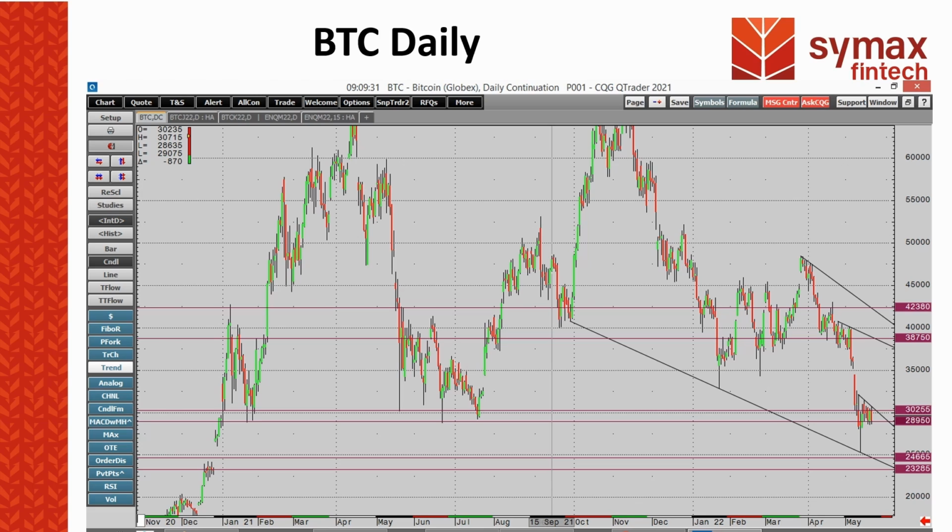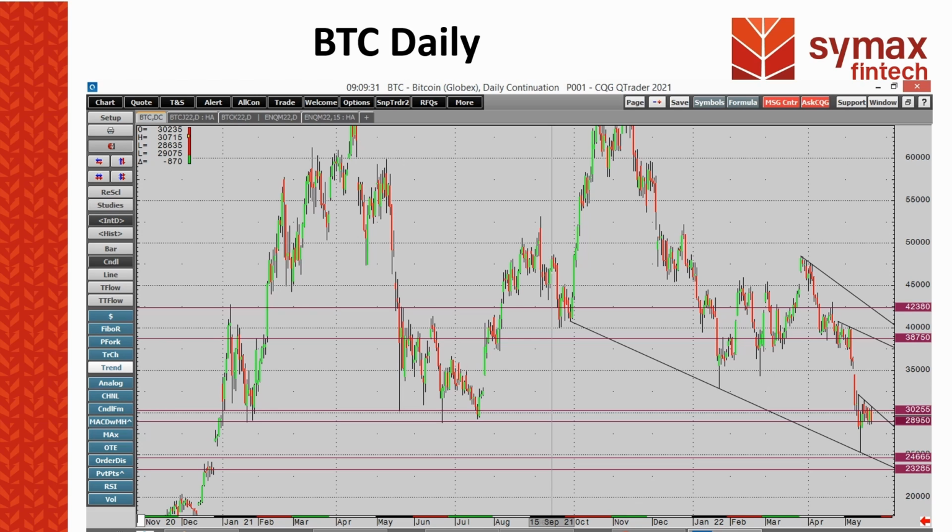Bitcoin has been sort of mimicking the stock movements to a degree. Obviously, with Luna and everything that went on with the stable coins over the last week or so, it had a massive impact, which saw it make that low down in the 25,000. It has bounced back. It spent most of the week around about the 30,000, a bit below, a little bit above.